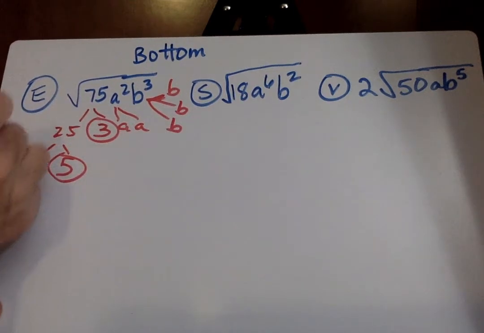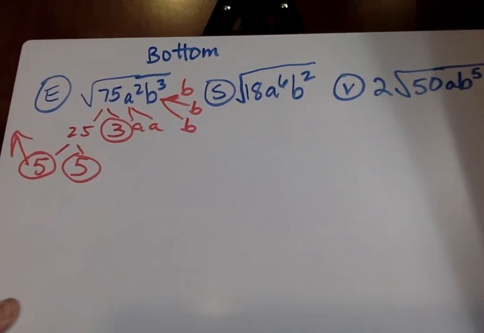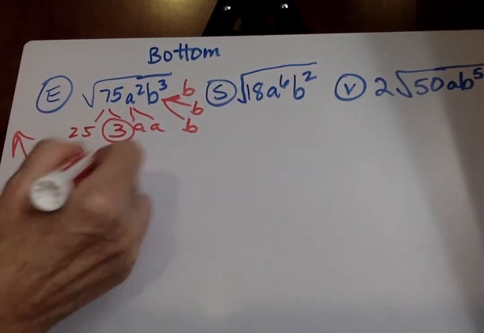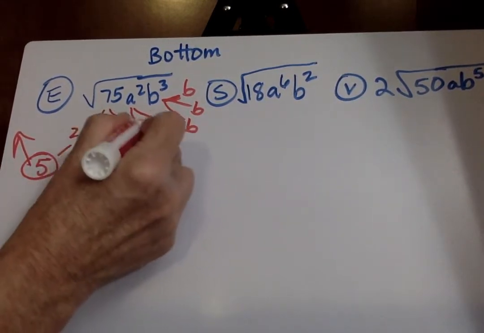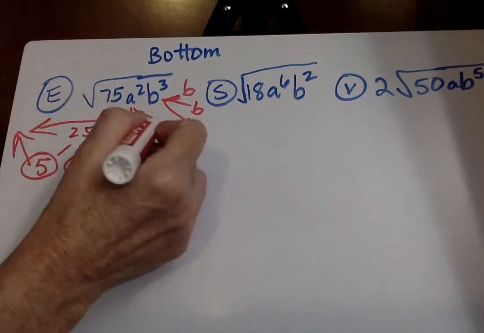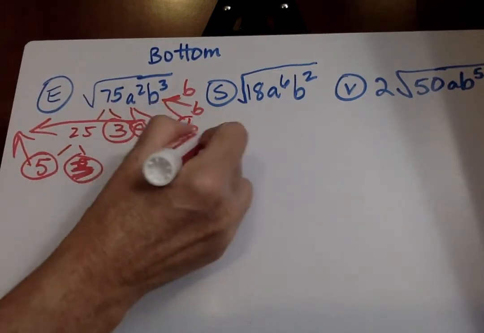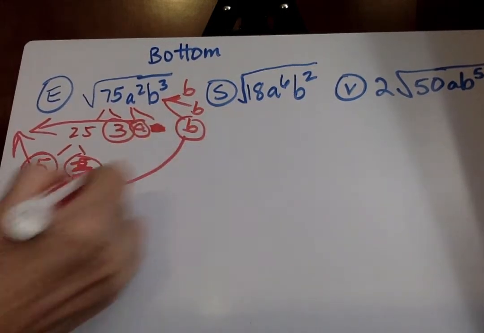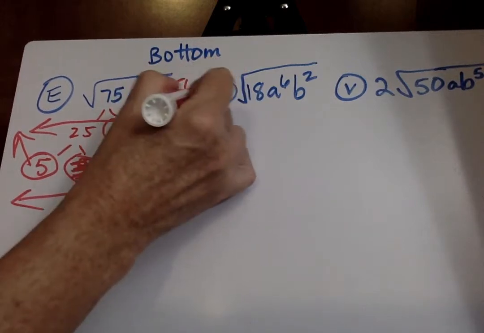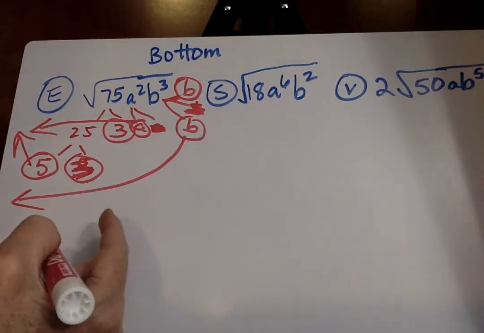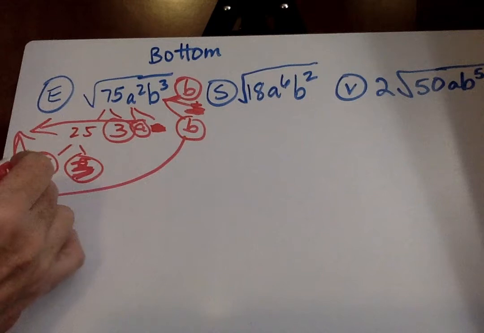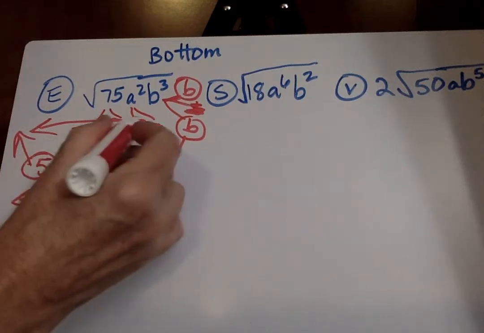So a 5 comes out. Say goodbye to the other one. And an A comes out. Say goodbye to the other one. One B comes out. Say goodbye to that one. And 1B is left underneath. So what is left? Oh, what's on the outside? 5AB.